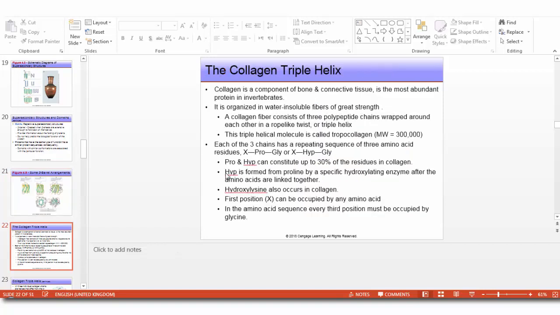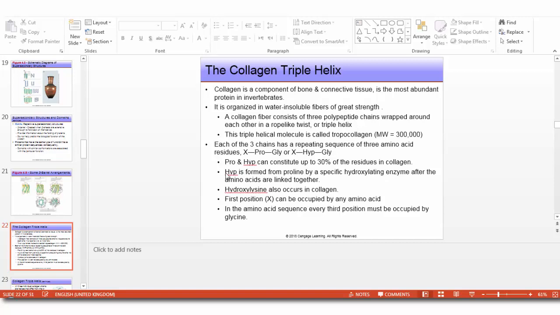Now we come to the so-called collagen triple helix. Collagen is a component of bone and connective tissue, and is the most abundant protein in vertebrates. It is organized in water-insoluble fibers of great strength. A collagen fiber usually consists of 3 polypeptide chains wrapped around each other in a rope-like twist, or triple helix. This triple helical molecule is called tropocollagen, with this molecular weight.